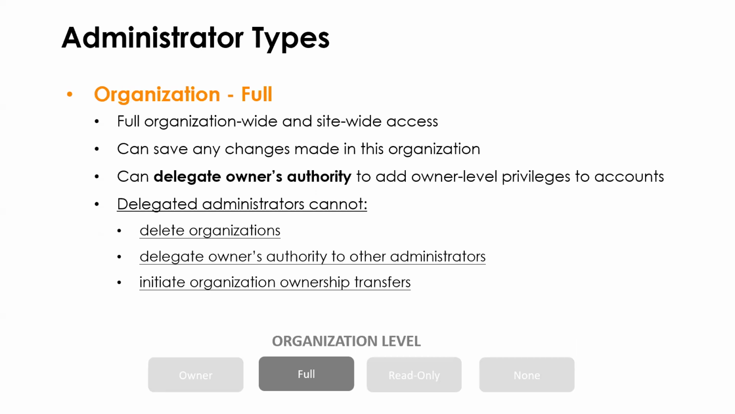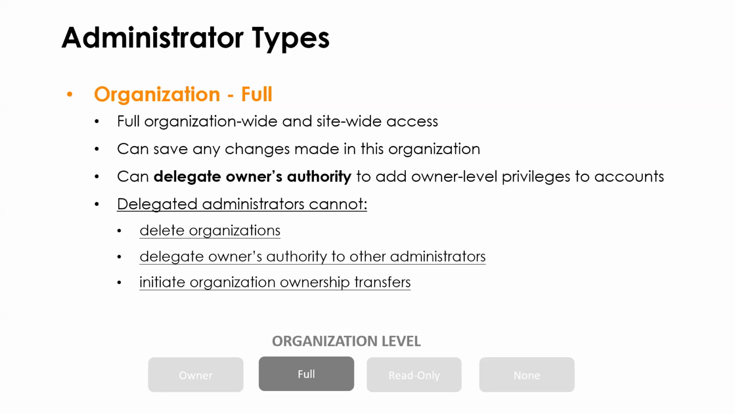The next level is full. So this is what most of your techs are probably going to have. This gives them full access to all sites under that organization. And you can select the checkbox that delegates owner authority to those users. So basically, it gives them full access to all settings on that organization and all of the sites under that organization. But these still, even with ownership authority, cannot delete organizations, cannot transfer ownership, or transfer ownership authority to other admins. Only the owner can do that.